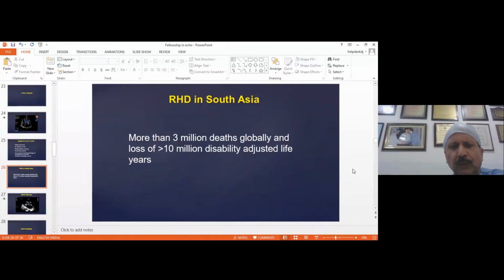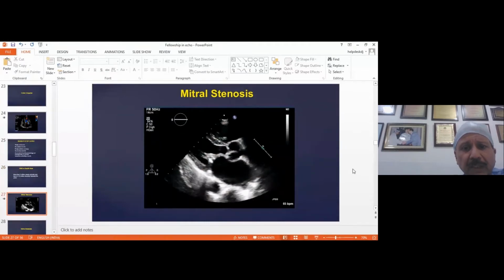Now let me take up just a few examples of why it is so relevant in our country. For example, rheumatic heart disease in South Asia. If you see this week's issue of Circulation, they have said more than 3 million deaths globally and loss of 10 million disability-adjusted life years occur because of rheumatic heart disease. Well, you can diagnose rheumatic heart disease very easily with echocardiography.